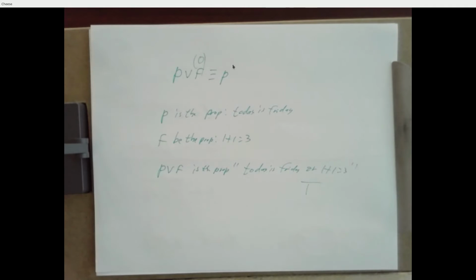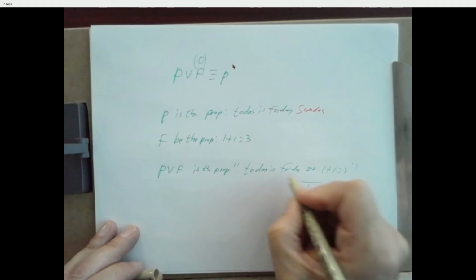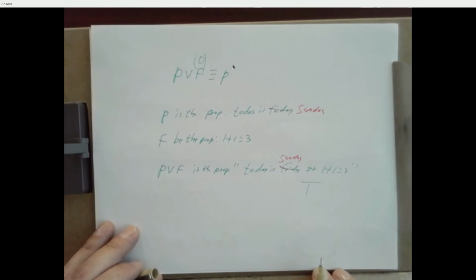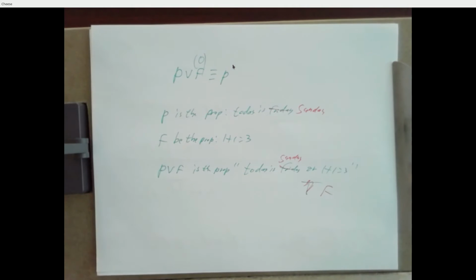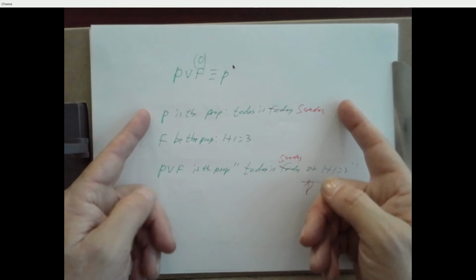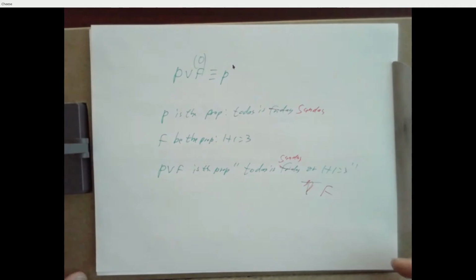But if I change P to the proposition, today is Sunday, this says today is Sunday or 1 plus 1 equals 3, and is false. And it's just kind of a demonstration that the truth value of this proposition, P disjunction with F, is the same as the truth value of this proposition, P. So 0 and false are interchangeable. Yeah, the book uses 0, I think, and I tend to use false, but sometimes I slip into 0 too.